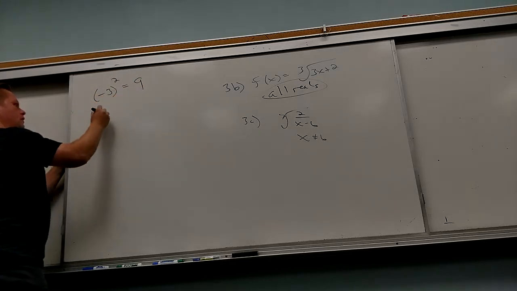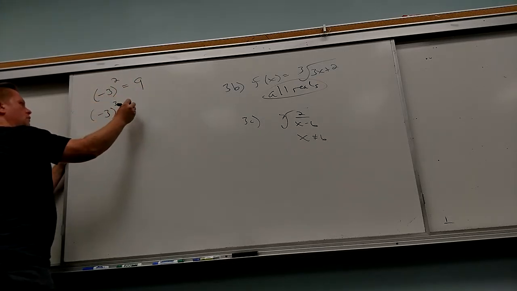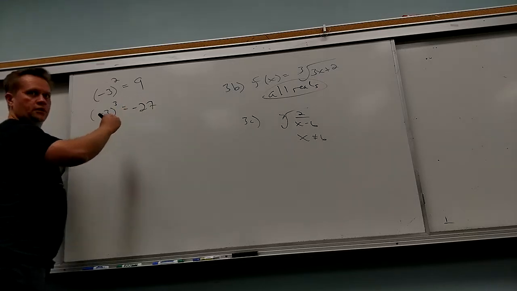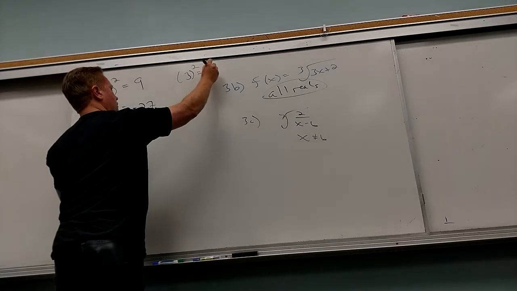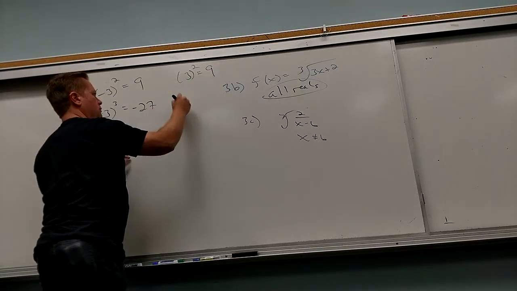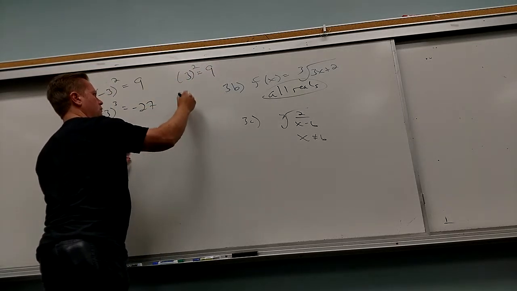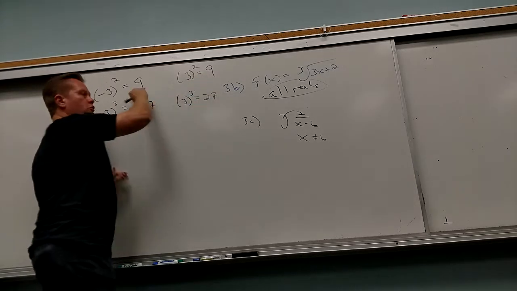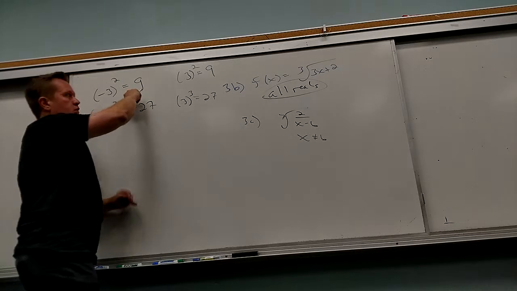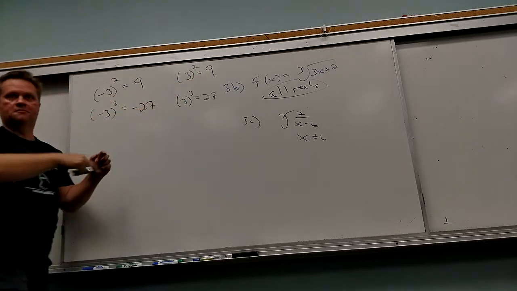What's negative 3 cubed? Negative 27. Right. And what's 3 squared? 9. And what's 3 cubed? 27. See, there's a difference here, and there's no difference there. Does anything come out to be negative 9?